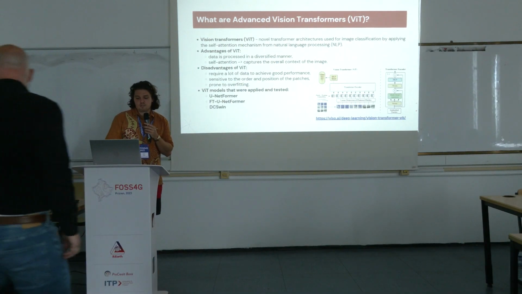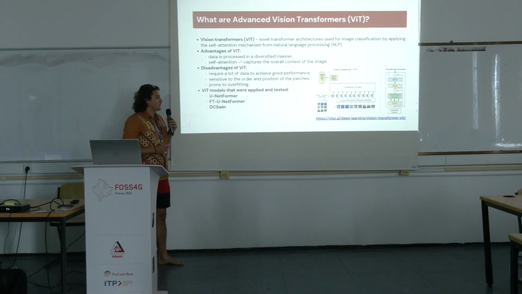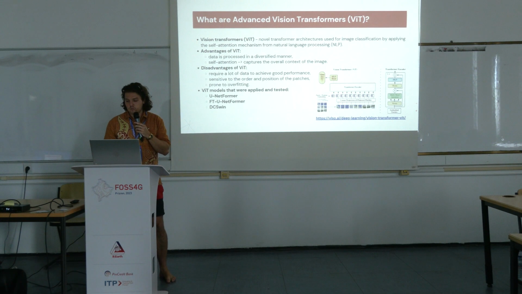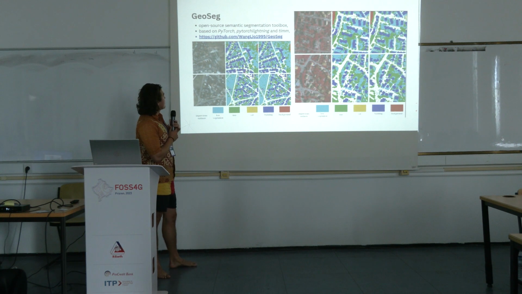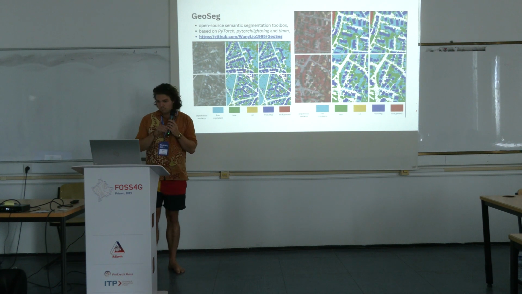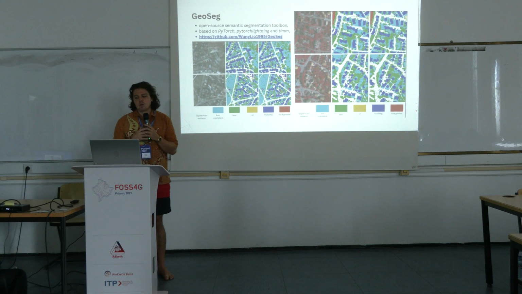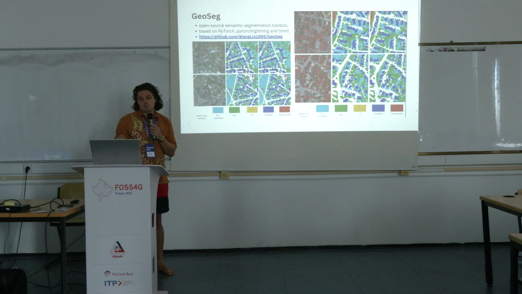So we applied these 3 vision transformer models here: UNetFormer, FT-UNetFormer, and DCSwin, which is also a transformer-based architecture. You can read more about it here if you're interested, and also in the publication. And then we found GeoSeg, which is an open source semantic segmentation toolbox where we got these vision transformer models, changed the Python code, and made it into a binary semantic segmentation workflow with PyTorch.